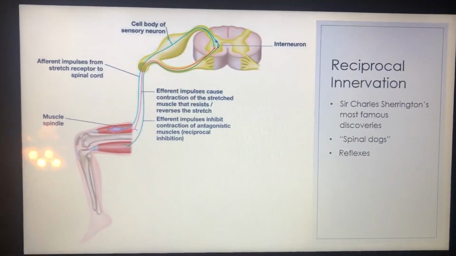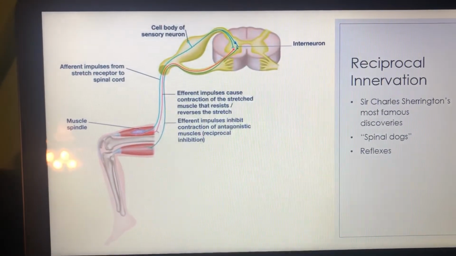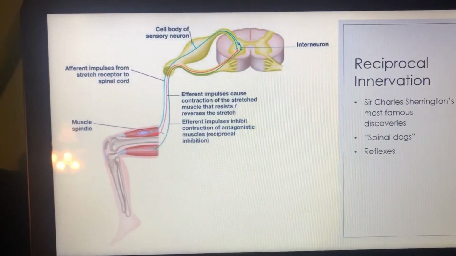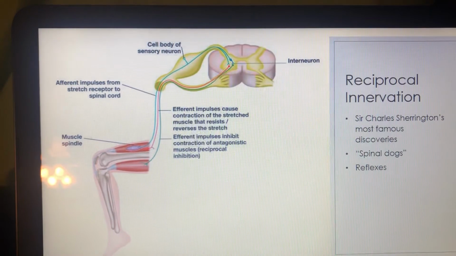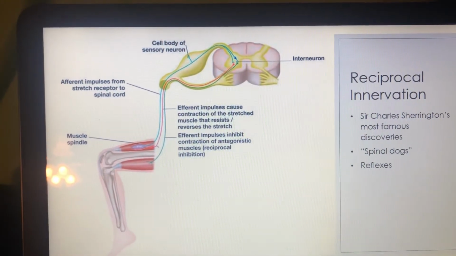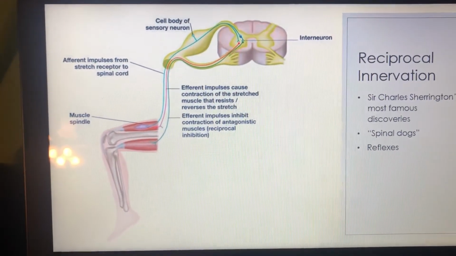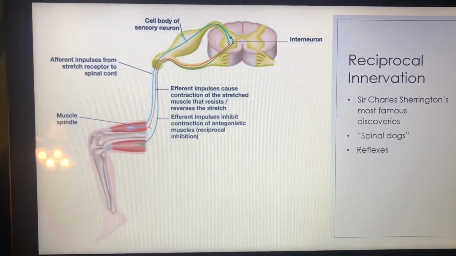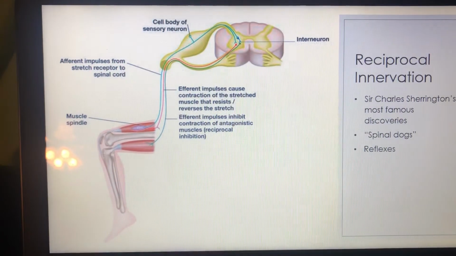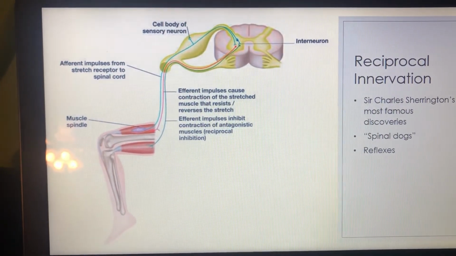Reciprocal innervation was discovered by Sir Charles Sherrington. He came up with the term and characterized it as responses in the nervous system, such as excitatory and inhibitory behaviors that are closely related. Sherrington also coined the term synapse, which is a hypothesized space for neurons.